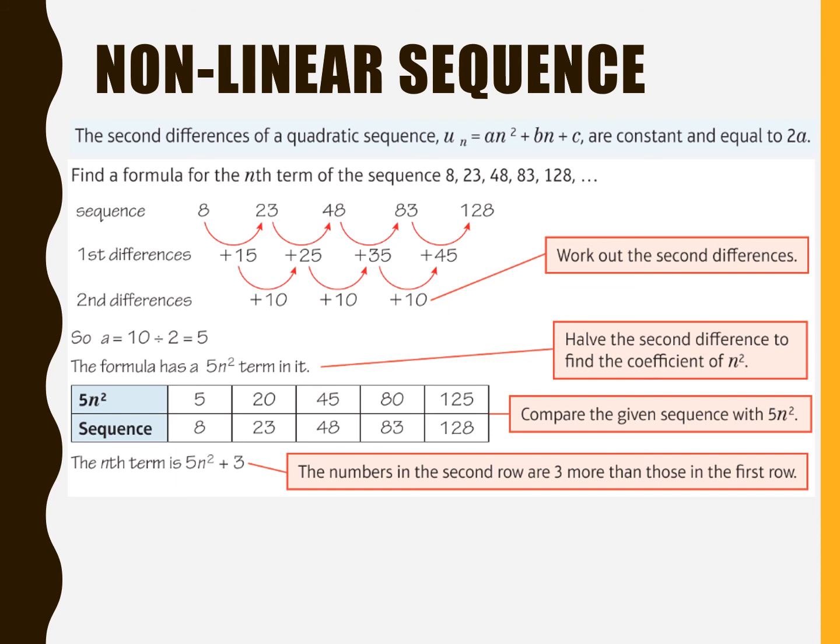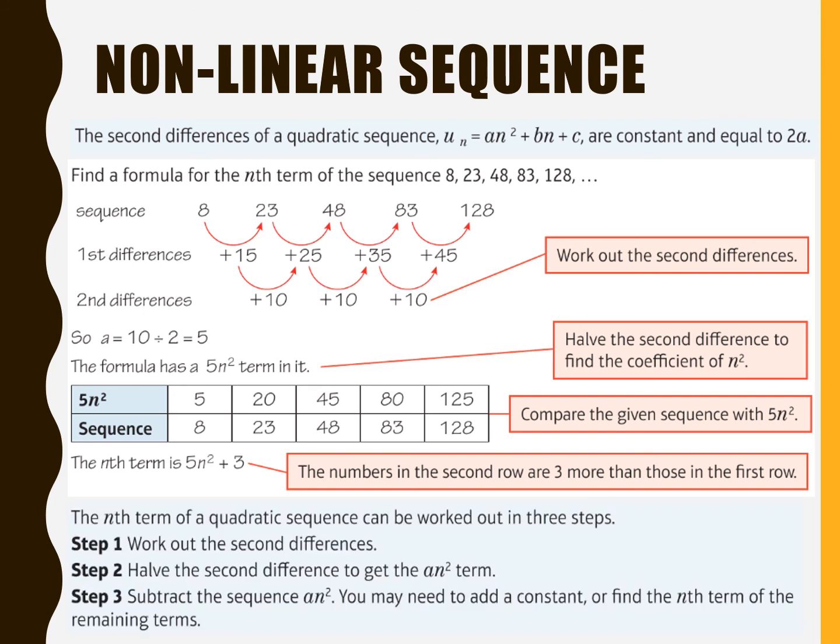What is the formula? Okay, so I have 8, 23, 48, 83, 128. I first find the difference. What's the difference between 8 and 23? It's plus 15. 23 and 48 is plus 25. 48 and 83 is plus 35. 83 and 128 is plus 45. And then now I need to find the second difference, which is plus 10, plus 10, plus 10. So I know this is going to be a quadratic sequence because the second difference is constant.